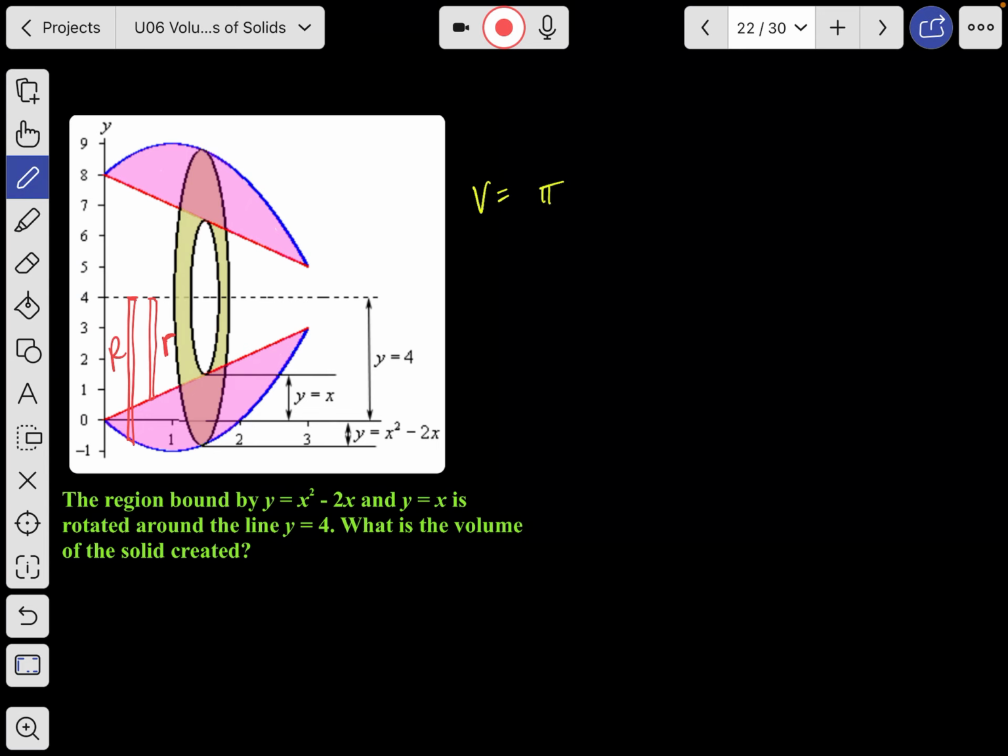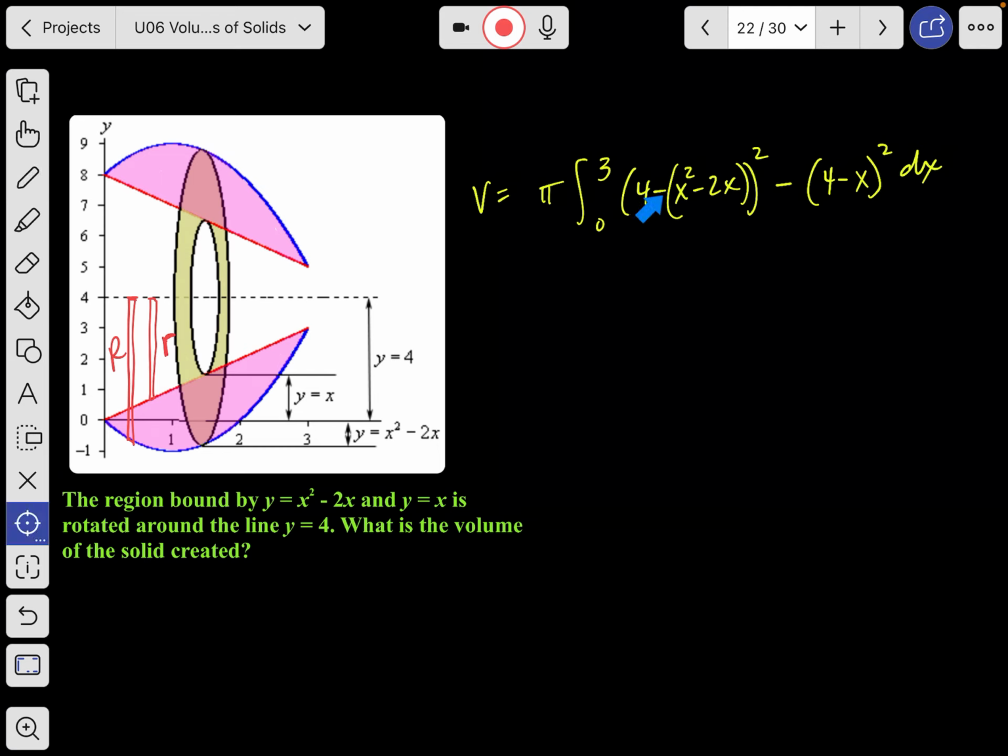So volume is equal to pi integral from 0 to 3 of the outer radius, which would be the top function minus the bottom function, so this would be 4 minus x squared minus 2x squared. That would be the radius, top minus the bottom squared, and then minus the inner. So this would be 4 minus x squared dx.